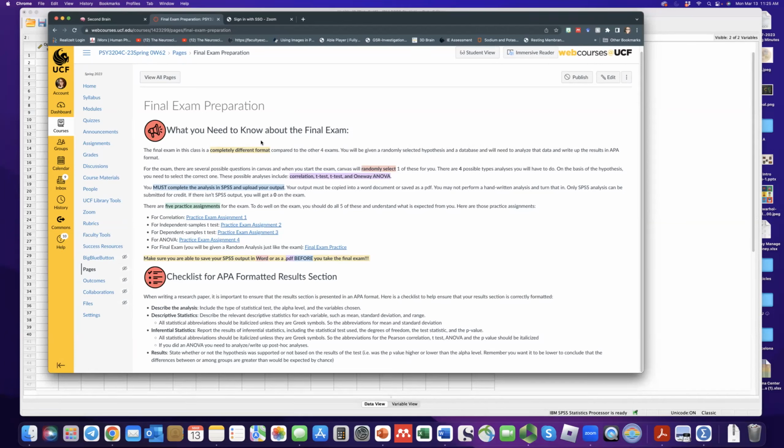So this is a page that just breaks down what you need to study for the final exam. Again, it's a completely different format from the previous 4 exams because you're going to be randomly given a randomly selected hypothesis and database. And what you'll need to do is, given that hypothesis, analyze that data and write up the results in APA format.